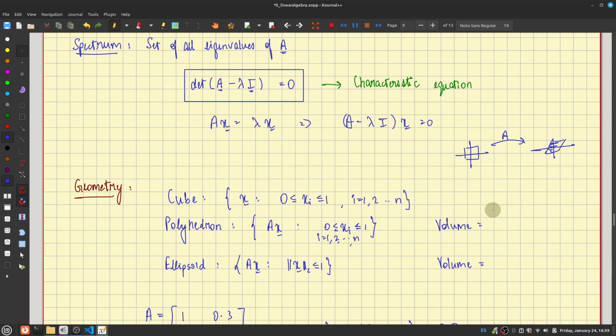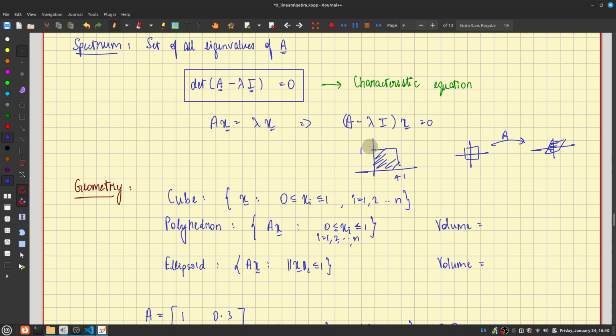So let's see what happens. So you take this particular cube. I'll define the n-dimensional unit cube as the set of all vectors x such that each xi is between 0 and 1. So in 2 dimensions, it is just this cube plus 1, 1. Right? So it's this region over here.